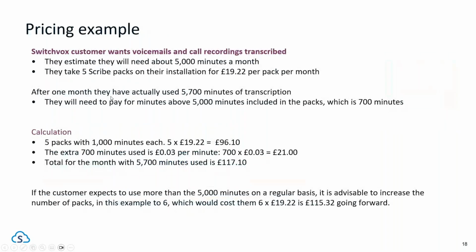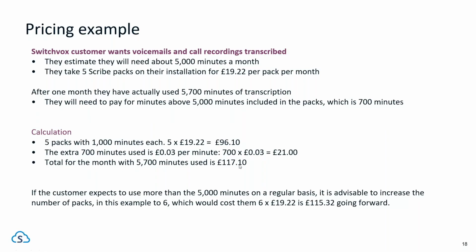So in this calculation, as you said, they used 5,700 minutes. So the calculation is here. They've already prepaid the 5 packs of 1,000 minutes, which in total is £96.10 for the month. And the extra 700 minutes is paid at the end of the month after the usage at 3p a minute. So that's £21. So in total, they've spent £117.10 for that month.